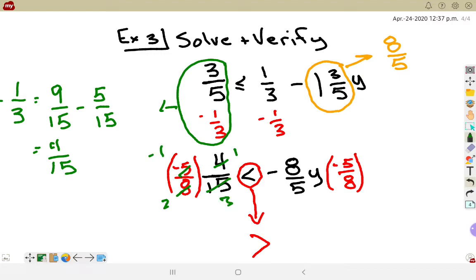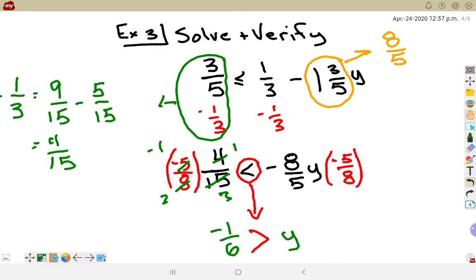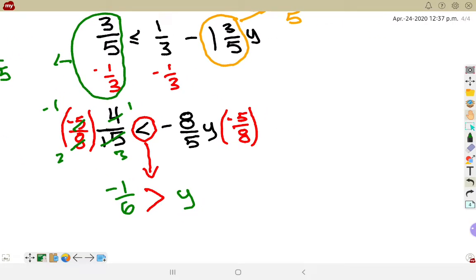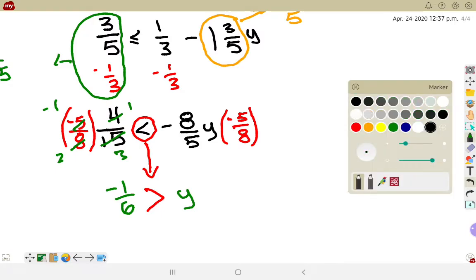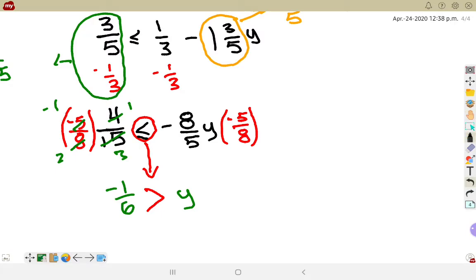So I end up with negative 1/6, and on the other side I just have y. Okay, so in this one I'm saying that the solution to that original inequality is that negative 1/6 must be bigger than y. Oh sorry, throughout the whole thing I forgot there was the line underneath. So it's negative 1/6 should be greater than or equal to y.